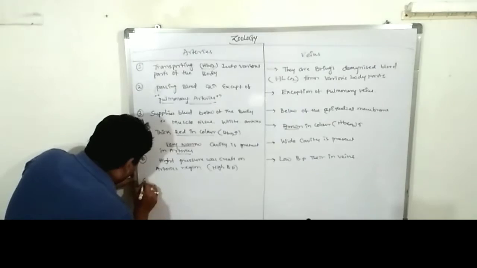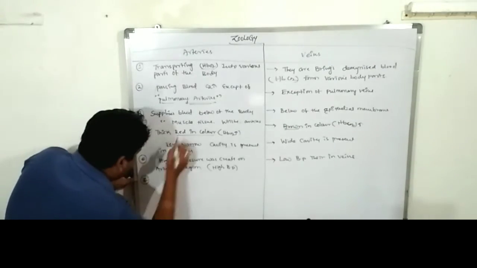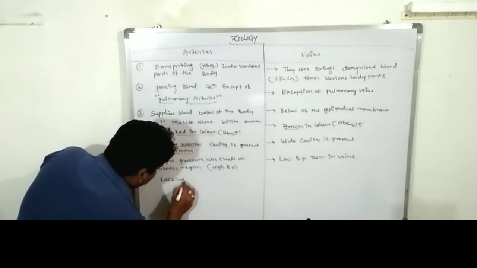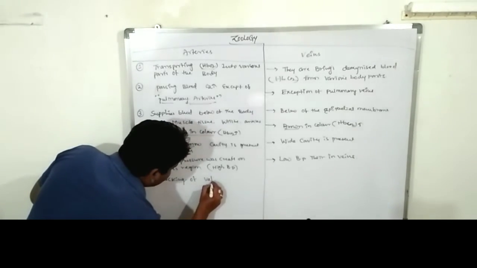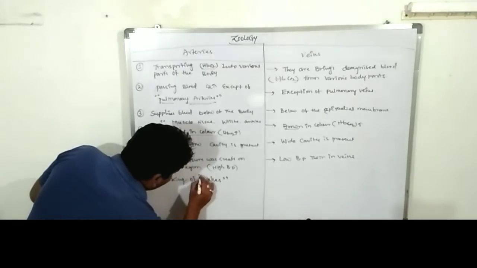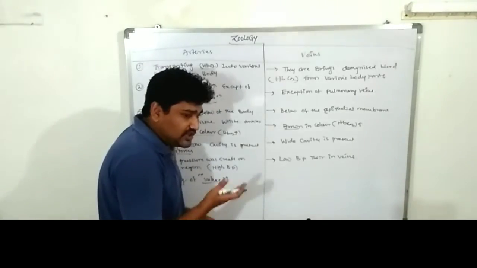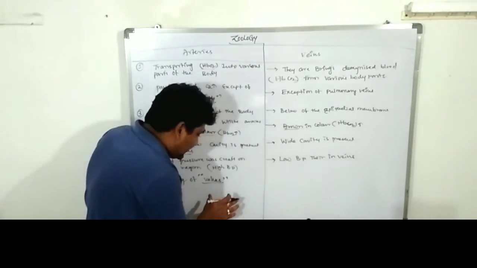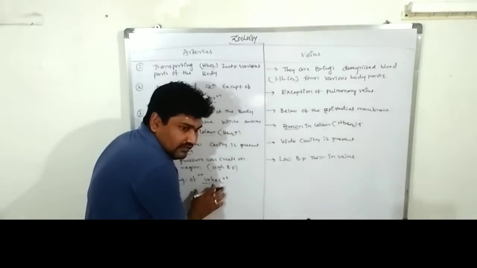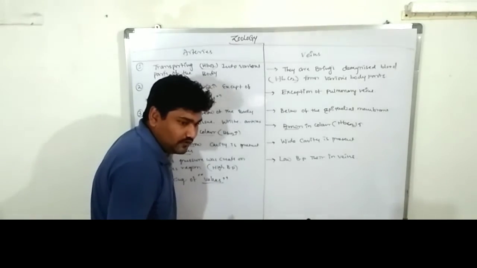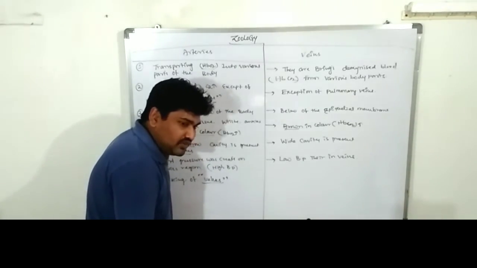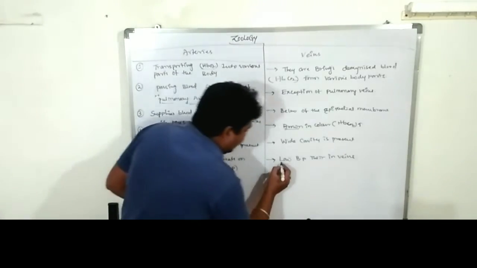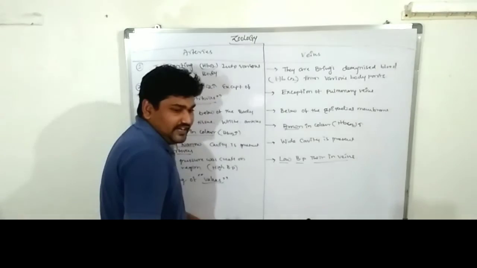So which one lacks valves? The arteries are lacking valves. Why? Because they produce high pressure, so the blood never flows back. So they are completely without valves. The valves prevent backflow of the blood. What is backflow of the blood? Arteries show high pressure, so the blood never comes back. But veins have very low pressure.